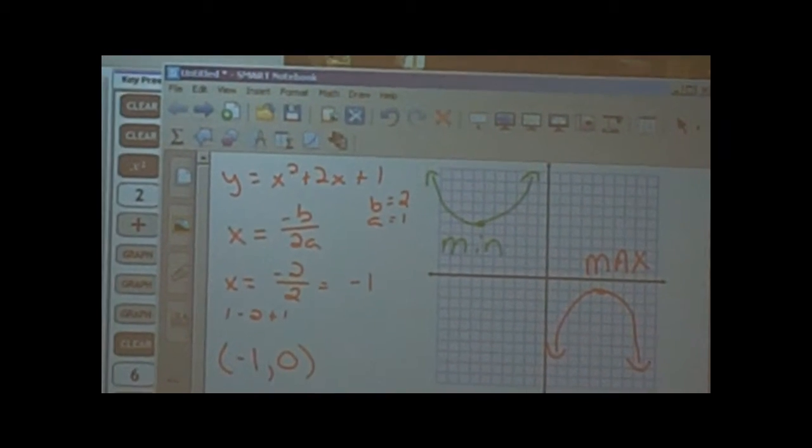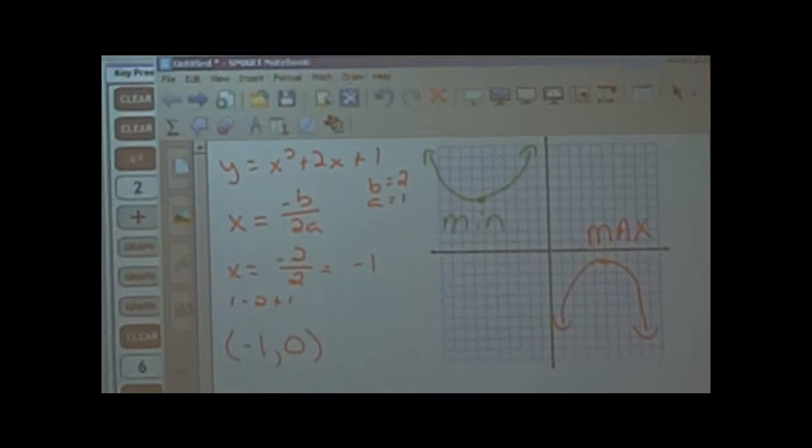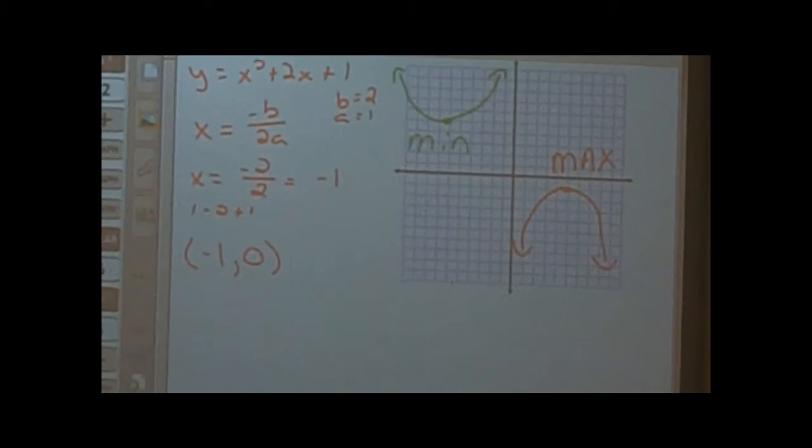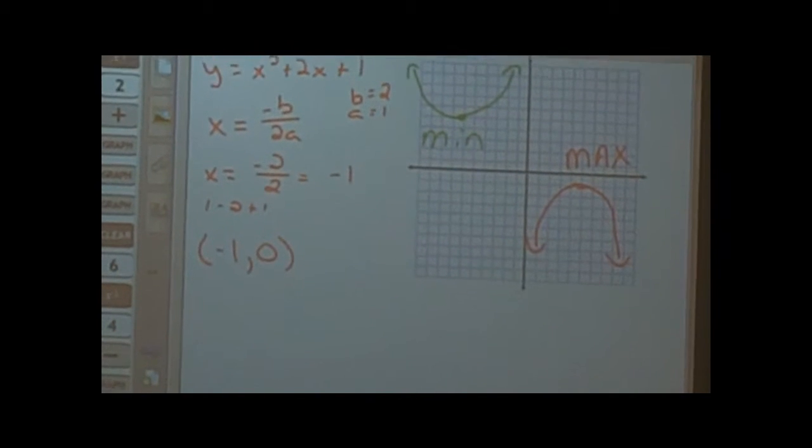Okay, you put min, yes. So is that saying that your vertex is your minimum value? Okay, we're going to get that. So that's going to tell you if it's a min or max. So we look at this, we say, okay, I definitely have a min.